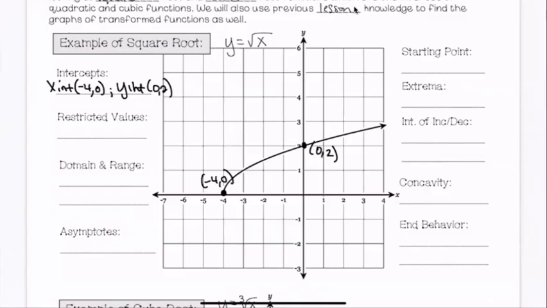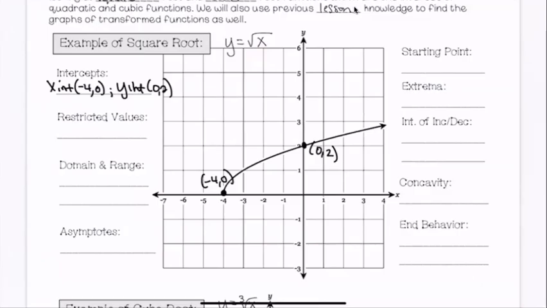Restricted values, remember, are where our graph does not exist. Previously, we've learned it as where the denominator is equal to 0. We don't have a denominator here, it's just 1. So what we're going to focus on is what we couldn't stick in here and it would make sense. In this case, that would be any negative number. If I put a negative number in here, or a number that makes this negative, I wouldn't be able to exist at that point, because you can't take the square root of a negative number and exist.